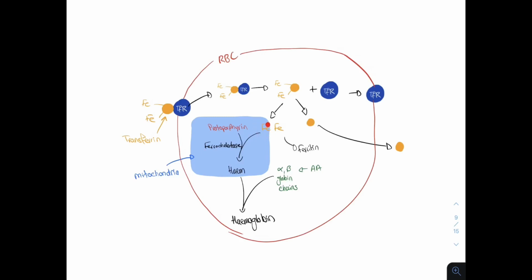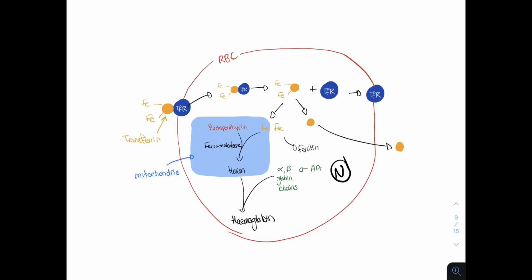Or the iron can go towards the mitochondria, so this here is the mitochondria, and through the action of ferrochelatase, binds to protoporphyrin to form heme. So now we have heme. The nucleus, which is here, then gives instructions to produce globin chains from amino acids. The globin chains, for example, alpha and beta, bind to the heme that is released from the mitochondria to form hemoglobin. And now we have hemoglobin inside the red blood cell. And this whole process continues again and again until the red blood cell is packed full of hemoglobin.